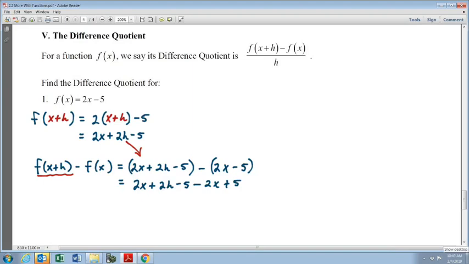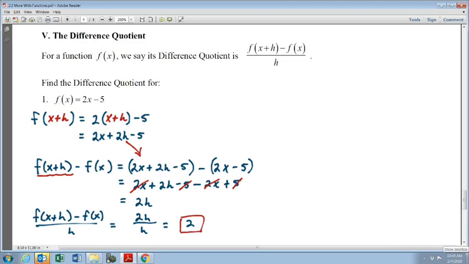Now notice we have some terms that are going to cancel each other out: the 2x and the minus 2x, the minus 5 and the 5. And all that's left is the 2h. So finally we're ready to find the complete difference quotient. I'm going to write that here: f of x plus h minus f of x all over h. Well, we already found the numerator. That was 2h, and our denominator is h. And so we're just going to get 2 here.